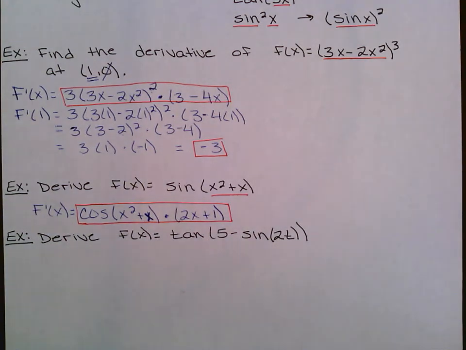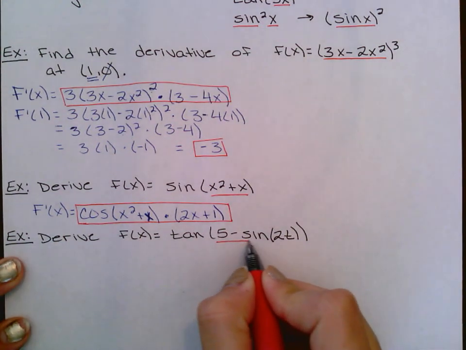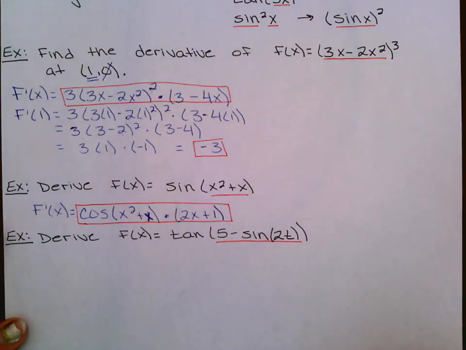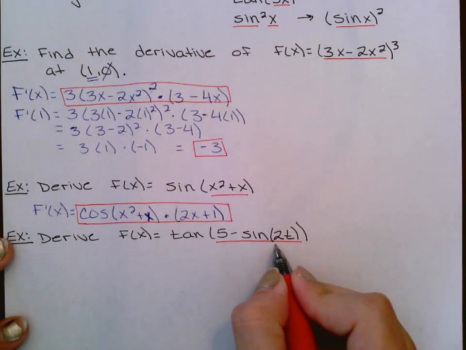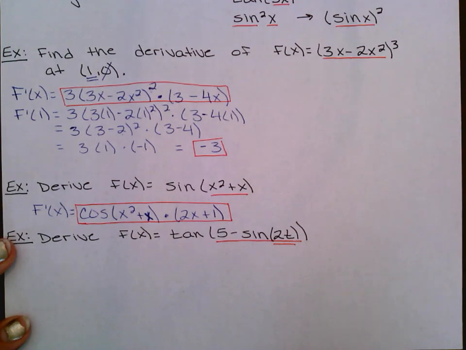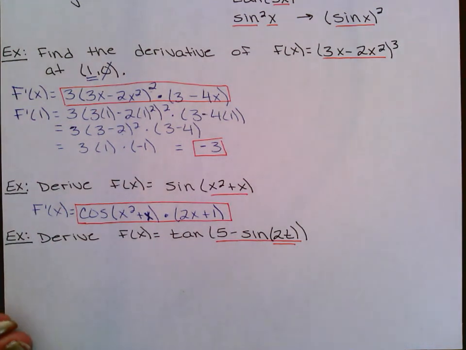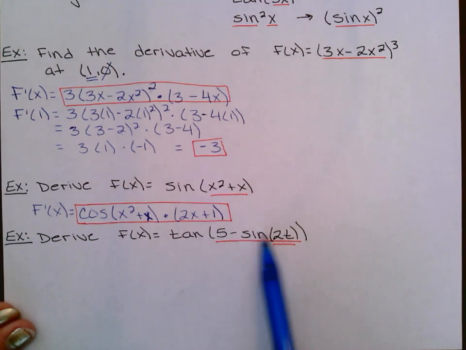Okay? So when I initially look at this, if I have to pick one inside and one outside, my inside is this 5 minus sine of 2t. Okay? Some of you might be starting to catch it. There's another set of parentheses and technically another inside. Okay? So this question will have the chain rule happening twice. Okay? Which is why it's considered a higher level question. So let's start one thing at a time. Initially, my outside is tangent and my inside is this entire thing.